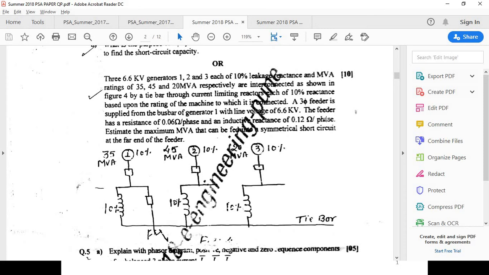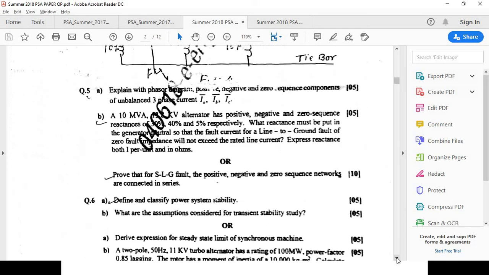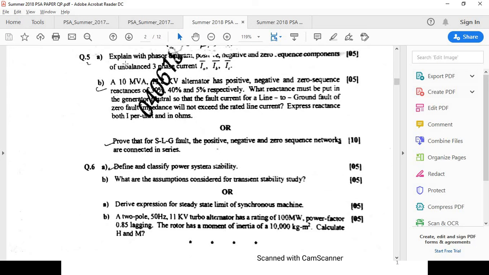Okay. Now we'll try to solve another numerical which was asked in the summer 2018 exam. It is based on the syllabus of unsymmetrical fault analysis, and we have the idea of what the examples of unsymmetrical faults are. So we'll go through the data and try to solve the numerical.